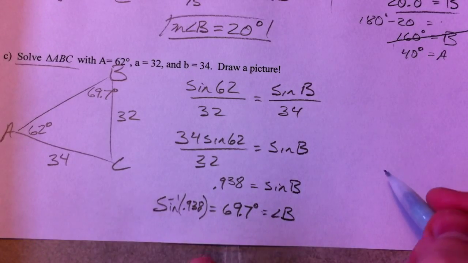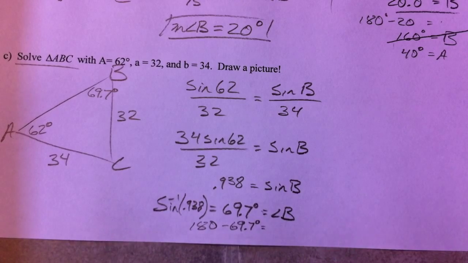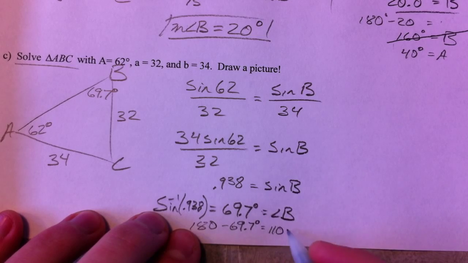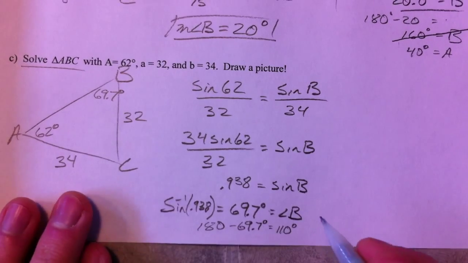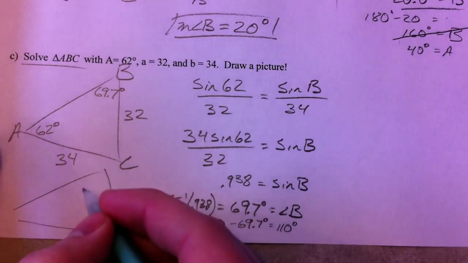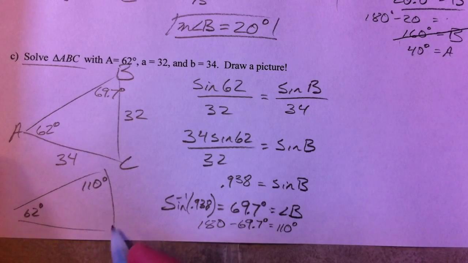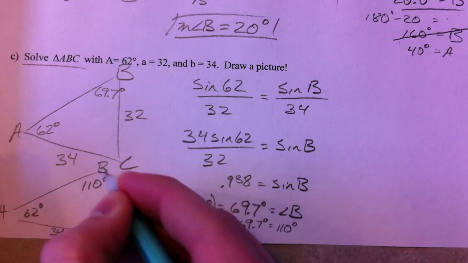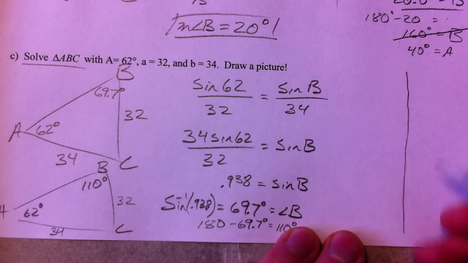And so what we can do is, again, 180 minus that. 180 minus 69.7 is 110. And so that's another possible triangle that we have, because 62 plus 110 is still under 180. So A, B, C. So two possible triangles we have going.